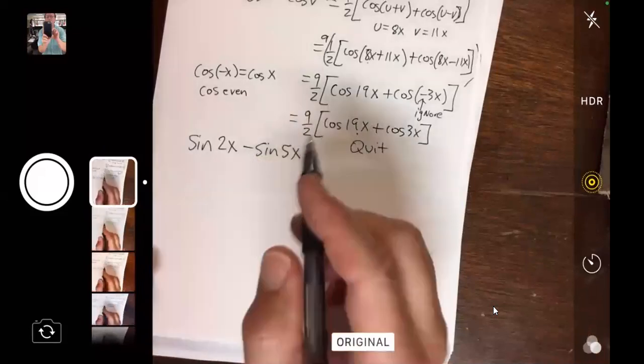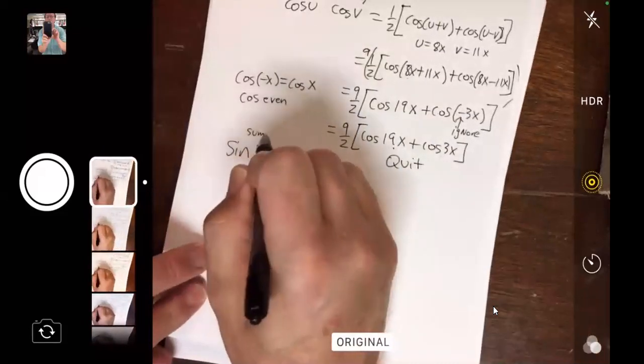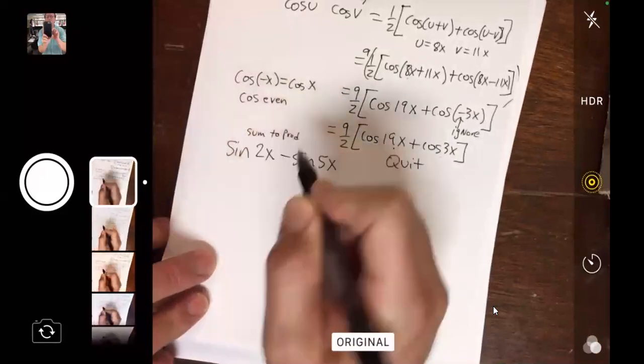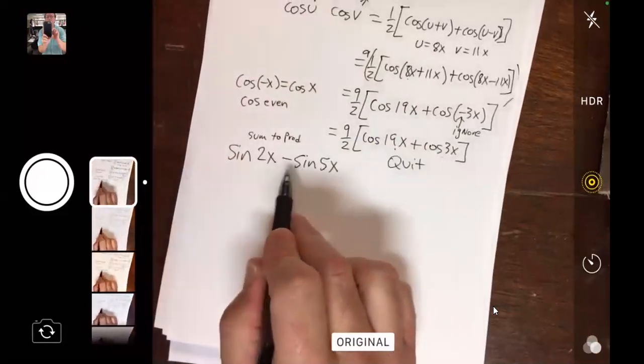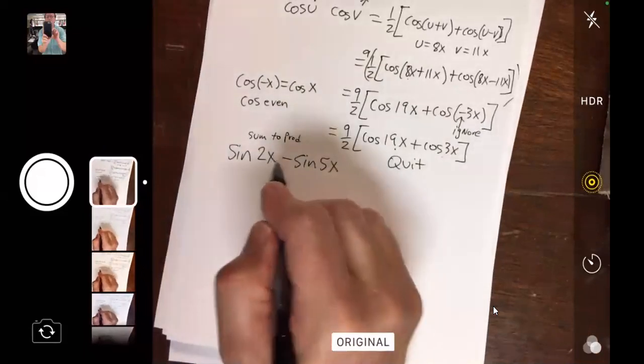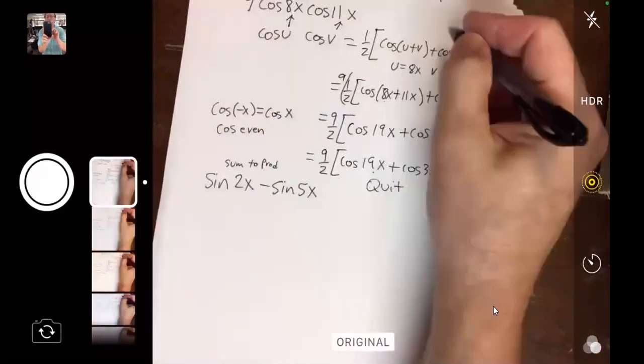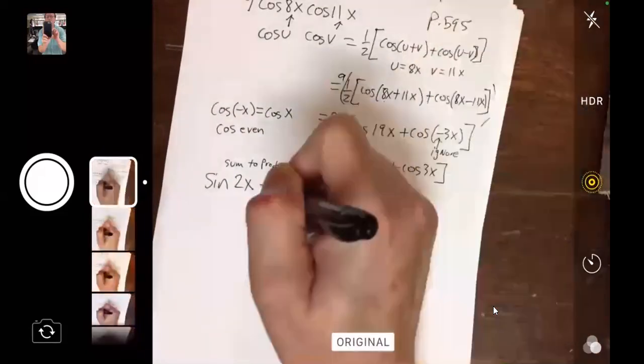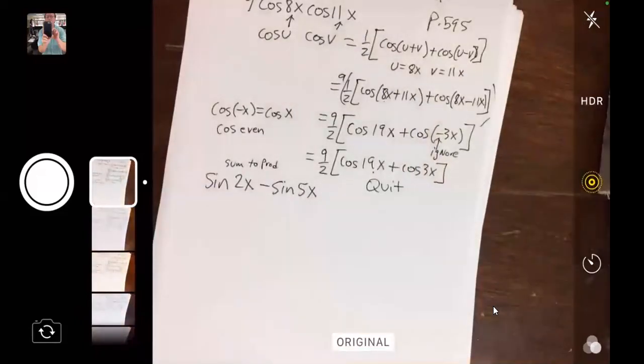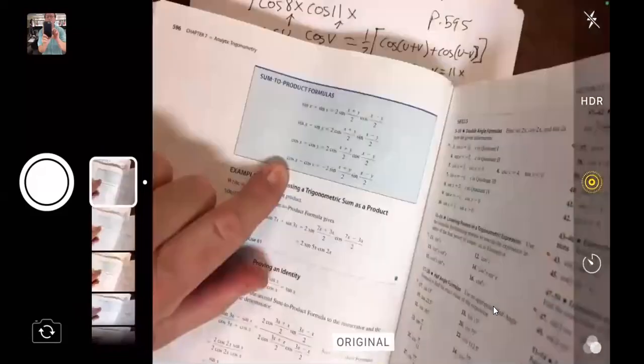Well, this is basically called sum to product. Even though it's technically a difference, they generically call them that, so you can put a plus and a negative. I should have written the formula. This is page 595 up here, and these are on the next page. Again you have to pick what you're matching. This was a sine minus sine, which is number 2.